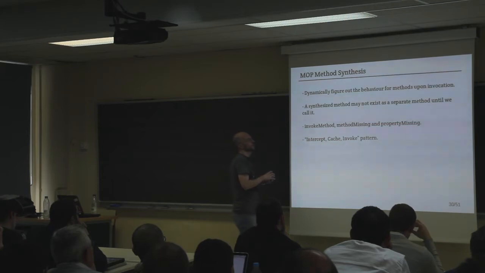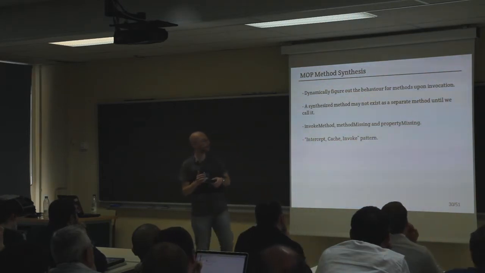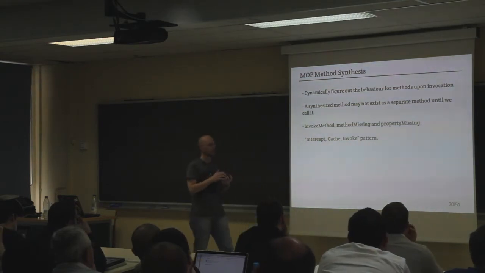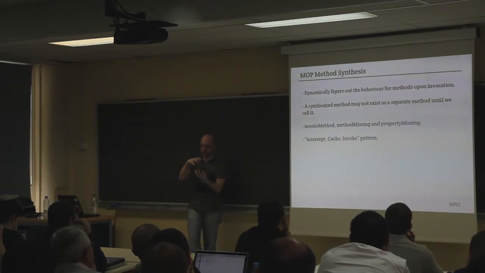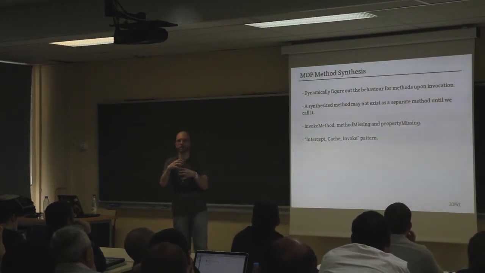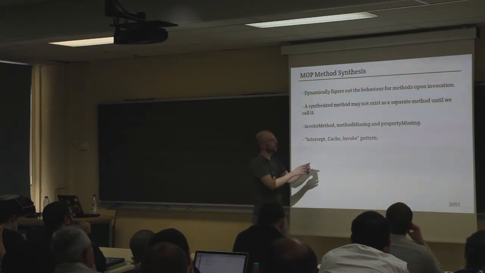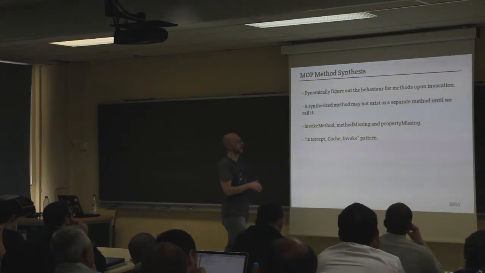We are going to use invokeMethod missing and property missing, and we're going to talk a little bit about this intercept, cache, and invoke pattern. We're going to intercept the execution. We're going to generate an implementation on the fly, and we're going to cache it, and finally we're going to invoke this new execution.